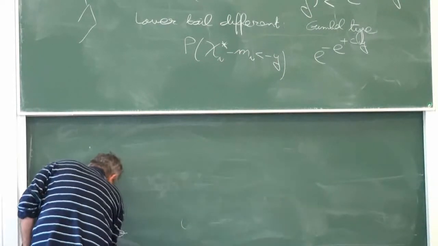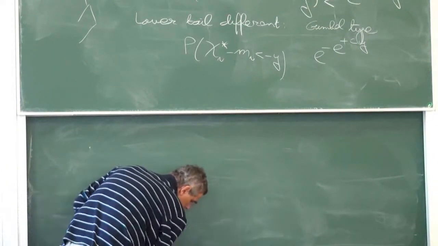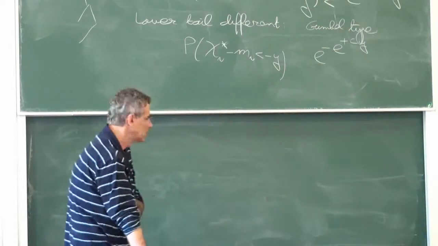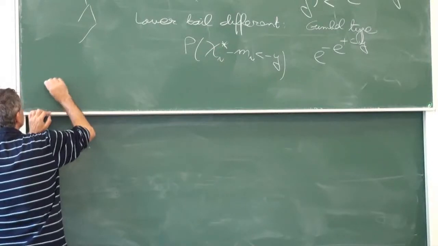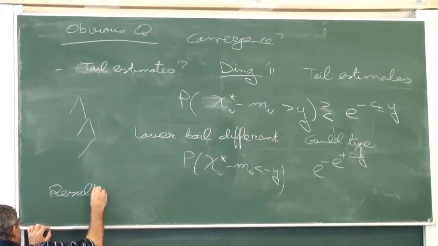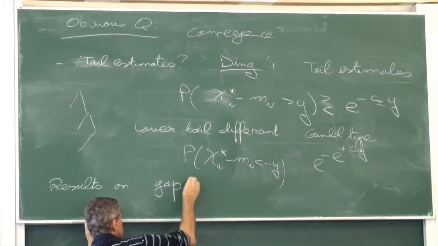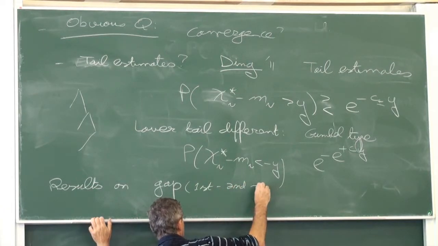And this we do not have for the branching random walk, for the Gaussian free field. But we do have some new results, so maybe I should mention them and not detail them. There are results on the gap between the first and second maximum.